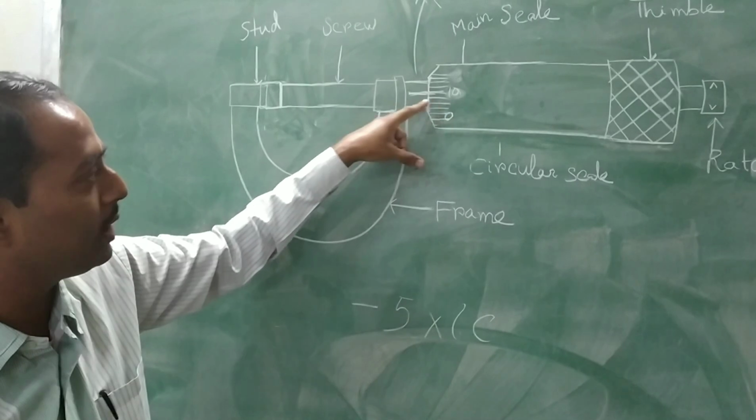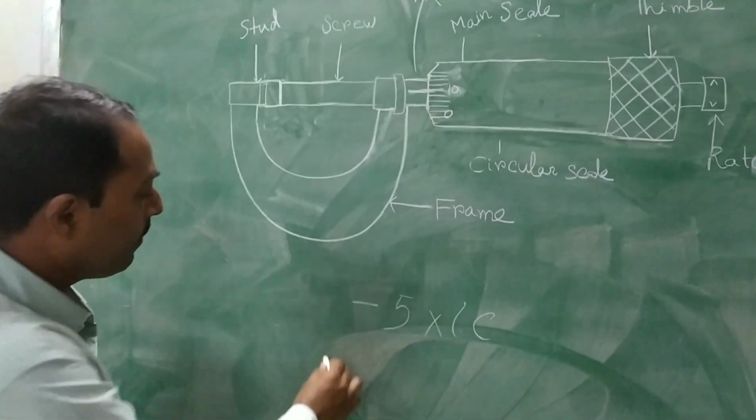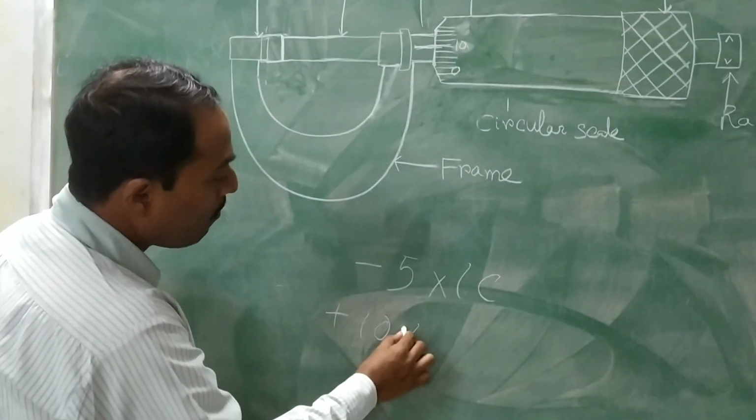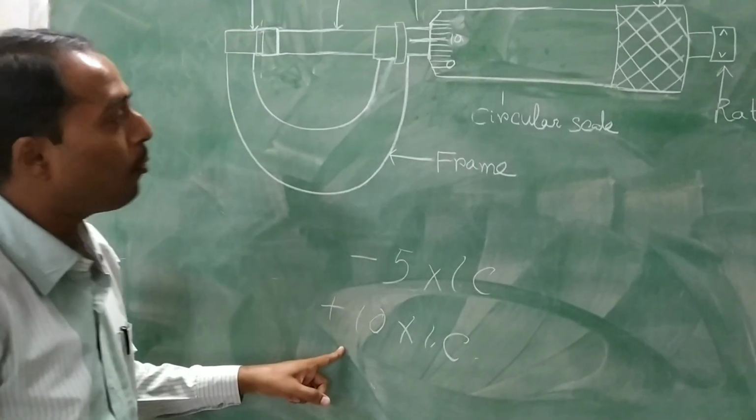Say it's 10 divisions. 10 is coinciding, so it is 10 divisions. In that case, your error will be 10 into least count. Okay, and it will be a positive error.